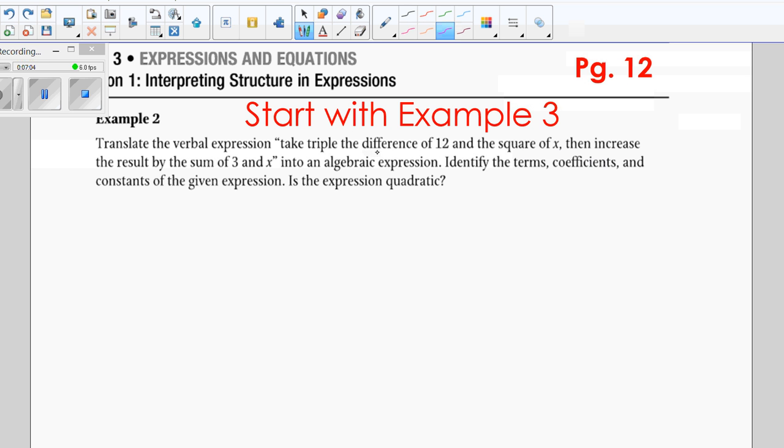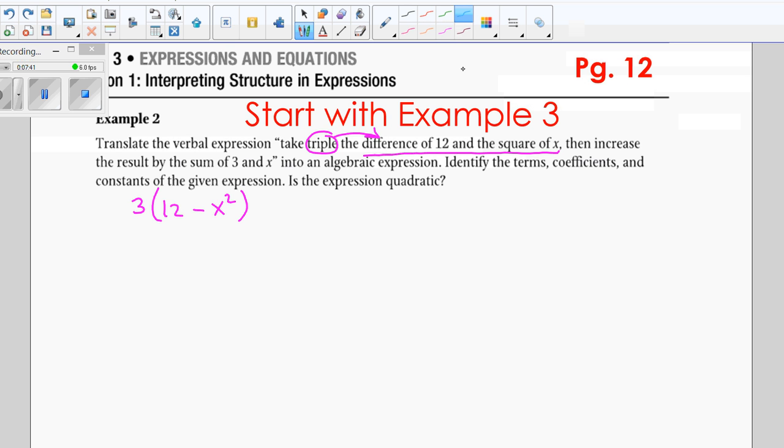Find where you can see an operation written, like difference, and where it tells you what to do with it. So for instance, this says the difference of 12 and the square of x. I can write that whole thing out. Notice I'm skipping triple because I didn't know what to do the triple of. So difference means subtraction, so the difference of 12 and the square of x means 12 minus x squared. And then if I go back, I want to take triple this. So this right here, I want triple it. And I want triple the whole thing, that's why I put parentheses around it.